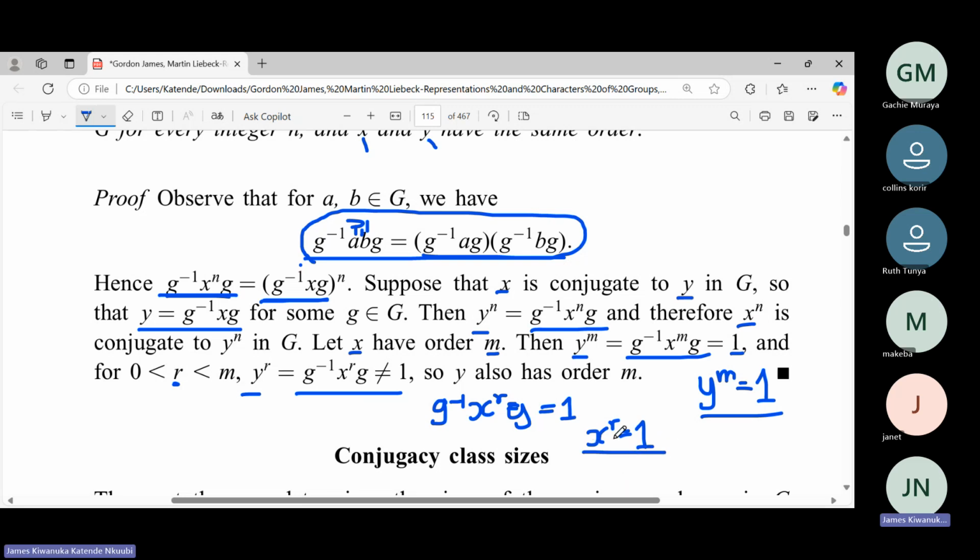But what is the problem with this? This cannot be equal to the identity because you know the order of x is m. So any value that is smaller than m cannot satisfy this. x raised to r for any value r smaller than m will not satisfy this. This is not true. And therefore, it follows that we can't have anything smaller than m satisfying y^m is equal to 1. And that forces the order of y to be equal to m.